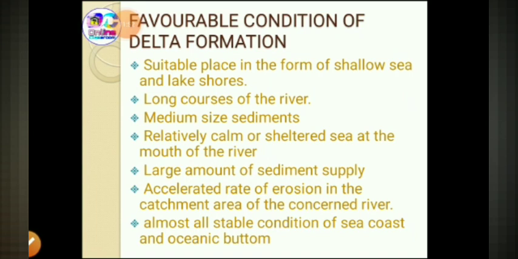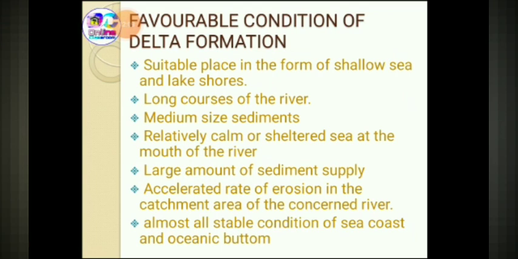Next we have favorable conditions for delta formation. Not every river can form a delta. A delta is formed only on the specific characteristics of the river, like a suitable place in the form of a shallow sea or a lake shore.